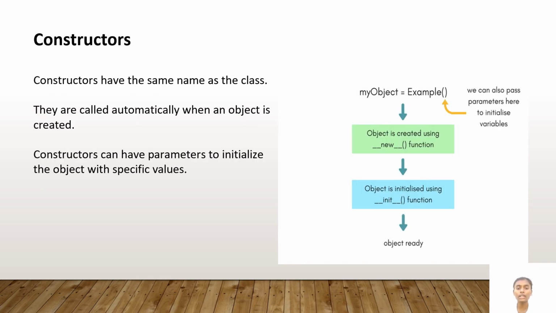Constructors. A constructor is used to initialize the state of an object. A constructor must not have a return type. A constructor is invoked implicitly. The Java compiler provides a default constructor if you don't have any constructor. Constructors have the same name as the class. They are called automatically when an object is created. A constructor can have parameters to initialize the object with specific values.